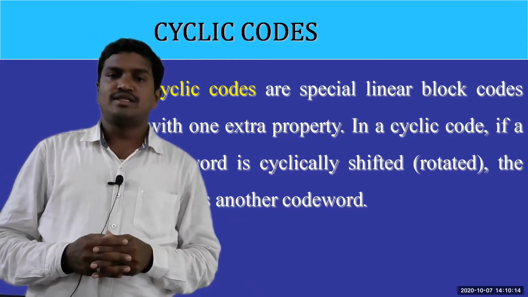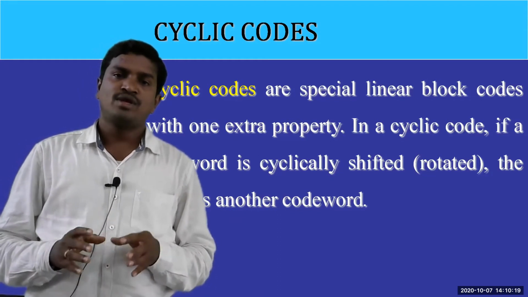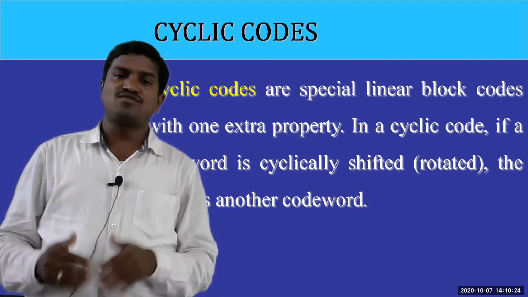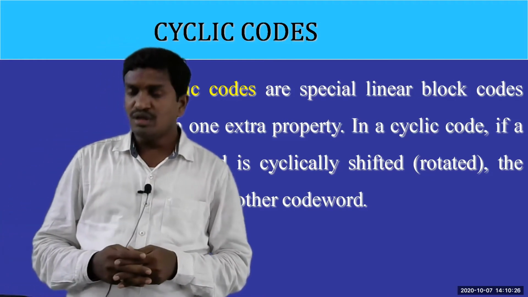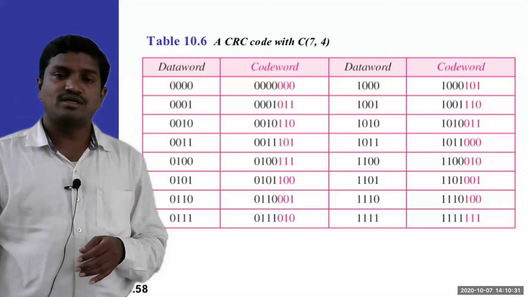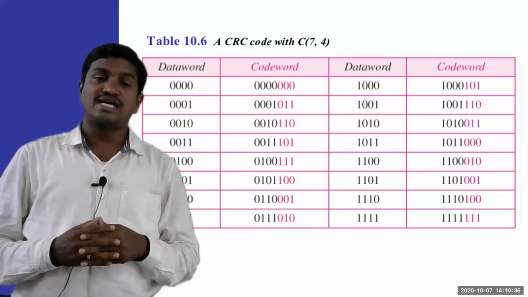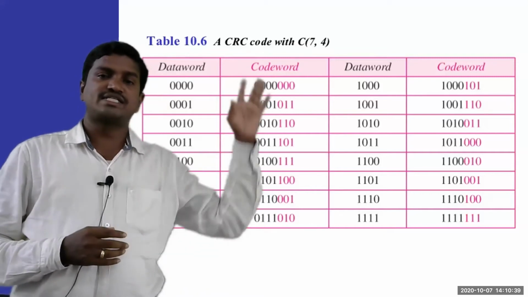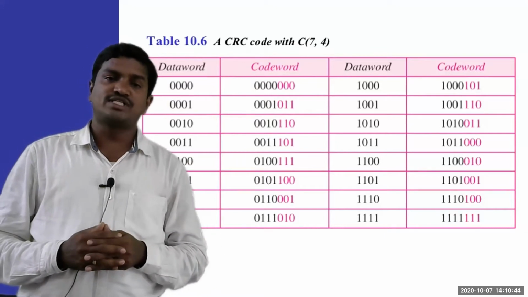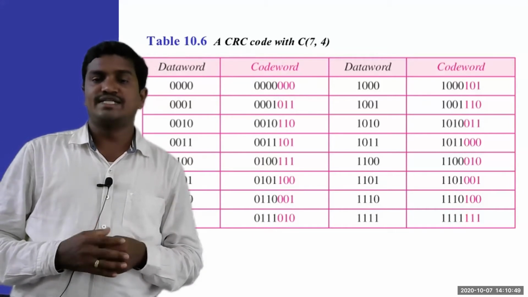So in that way, these codes are designed. That is the basic property of cyclic codes: when I take a valid code word and perform a circular shift on it, the result is again one more valid code word. The cyclic code notation can be written as C(7,4). It is a cyclic redundancy code, CRC, where 7 indicates the total size of the code word and 4 indicates the size of the data word. The difference between 7 and 4 becomes the number of bits used for redundancy or parity.